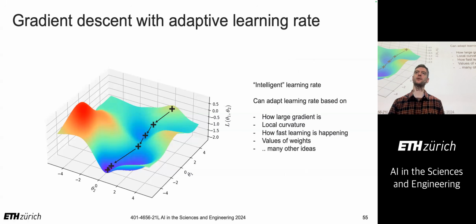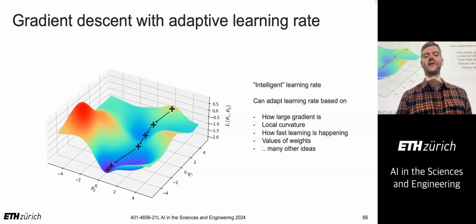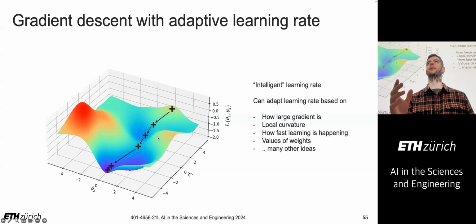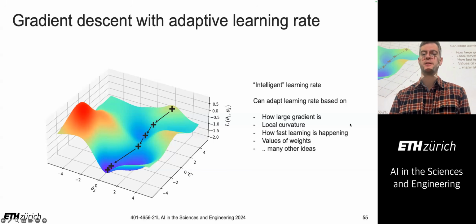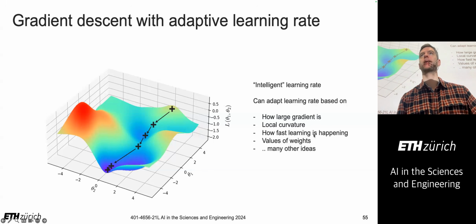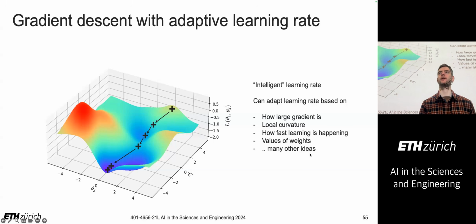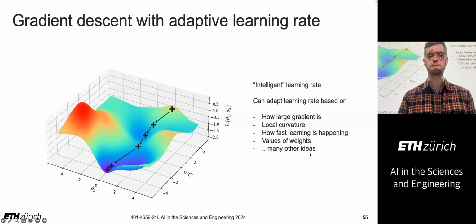There are other tricks that you can do with the size of the steps. So you can have so-called adaptive learning rates or intelligent learning rates. And so what we do here is we adapt the step size that we take depending on the state of the optimizer, or maybe the context that the optimizer has of the loss landscape around it. So for example, you can adapt the learning rate based on how large the gradient is, the local curvature, how fast learning is happening, how quickly the loss function is decreasing, the values of the weights. There are many different approaches.